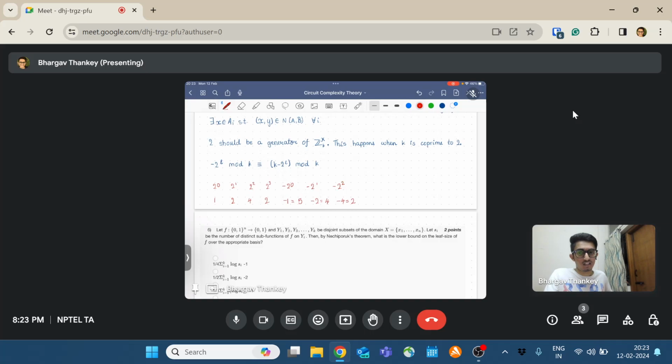Okay, so in that case, we need to argue that something that's not in Z cross K does not have this property. Okay, but at least when 2 is a generator, this would work, right? Yes. So K being odd is a sufficient condition. We need to find a necessary condition, right? Right.